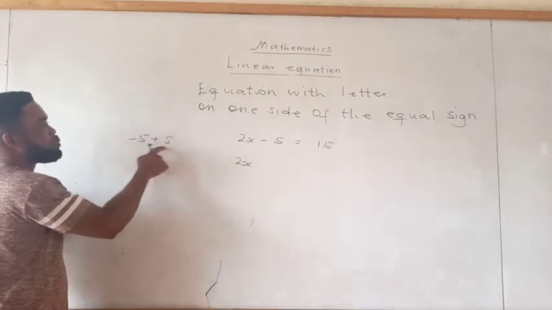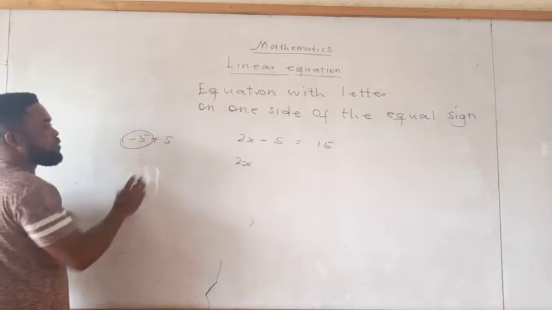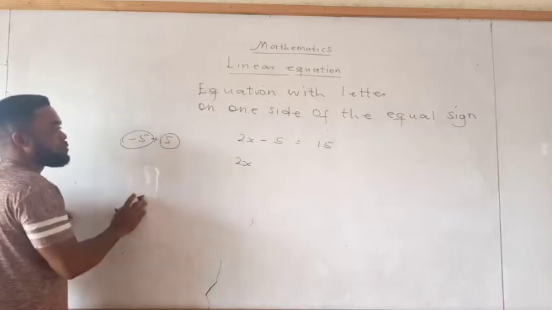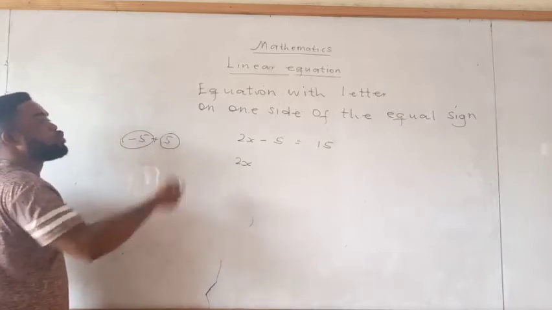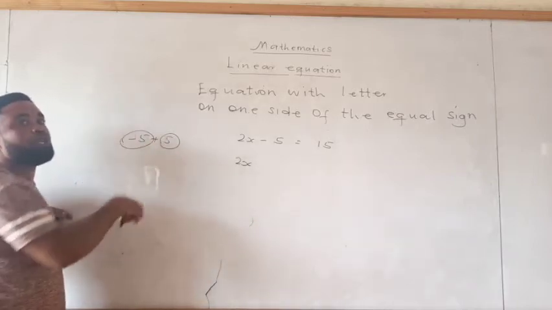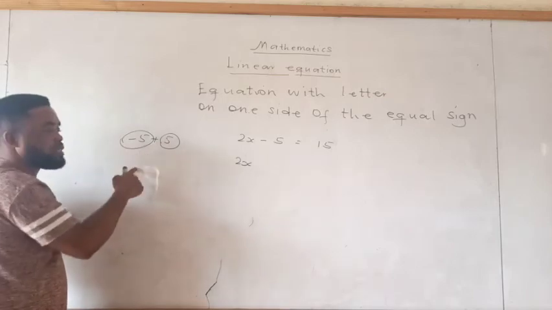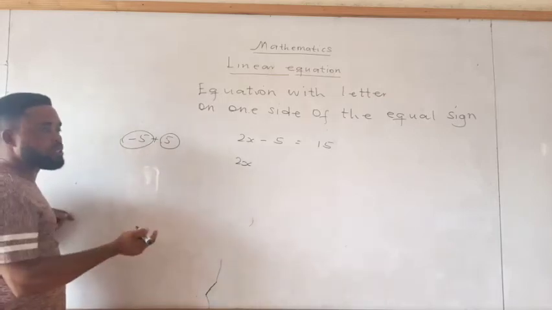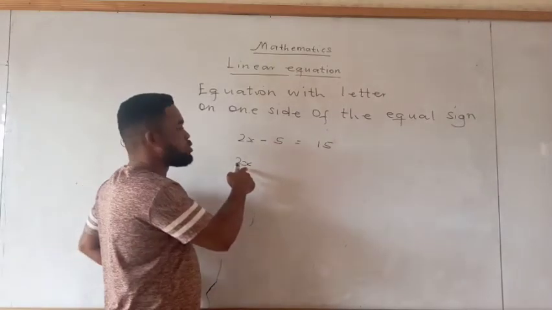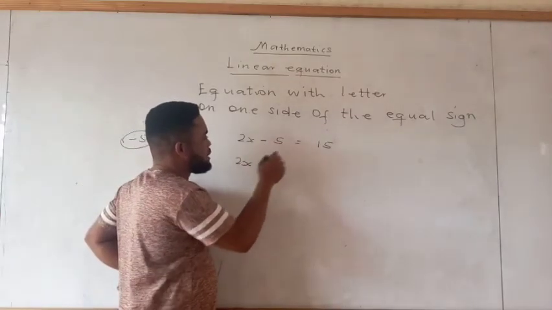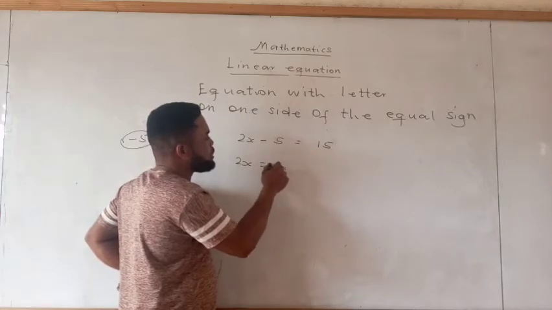So negative, positive. You owe someone 5, but you have what? 5. So let's say you owe someone 5 cedis, and you have 5 cedis, you need to pay. It is compulsory, you have to pay. So when you pay the 5 cedis, you don't have anything left. So it is 0. So leaving only the 2x here. So we have 2x equal to 15.